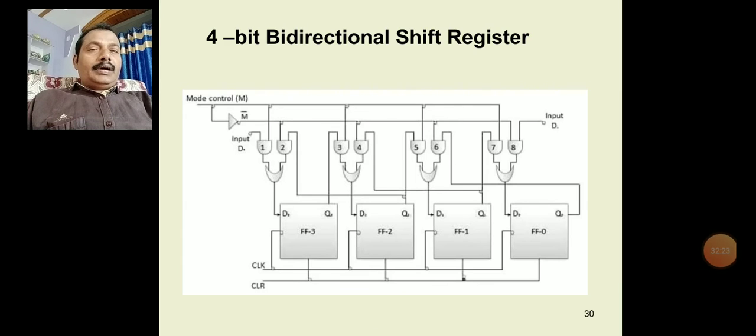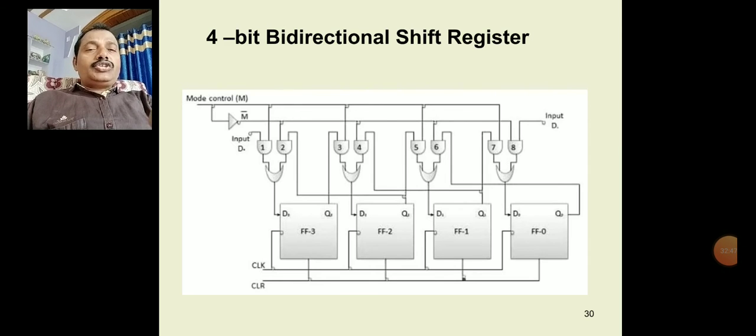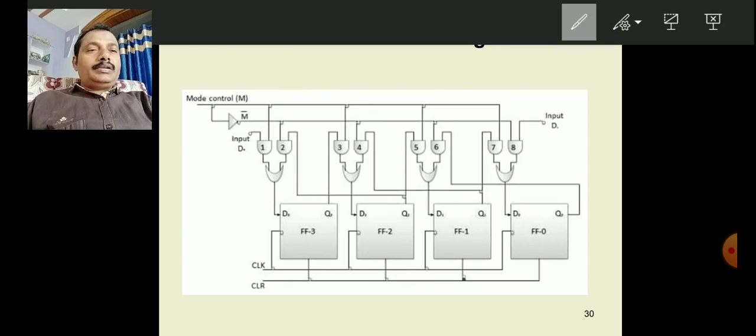Let us see the 4-bit bidirectional shift register here. You see the gate circuitry. With the help of gate circuitry, we are able to design this. Already I told you the gate circuitry. Now, whenever M equals 0, for M equals 0, what happens? Let us see.